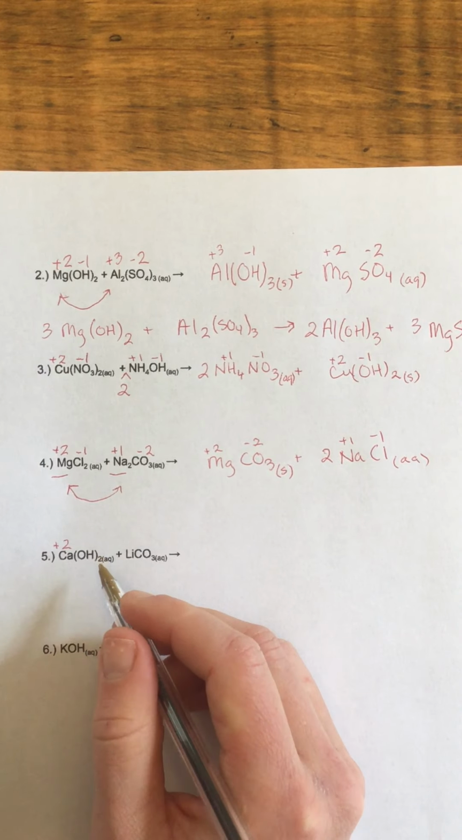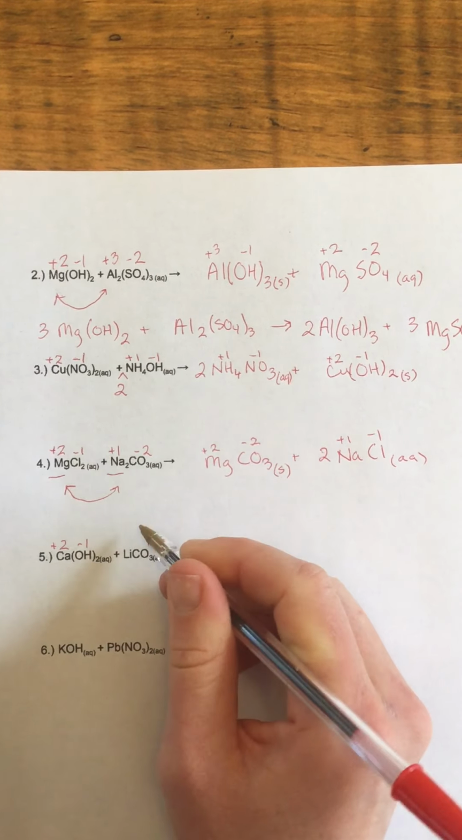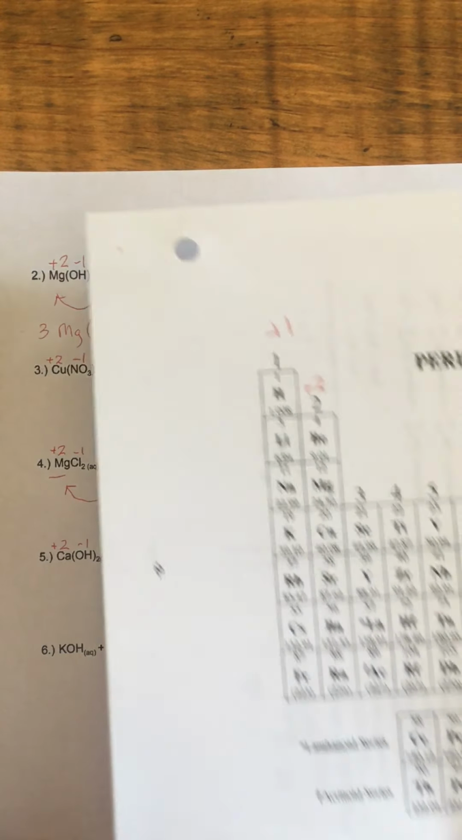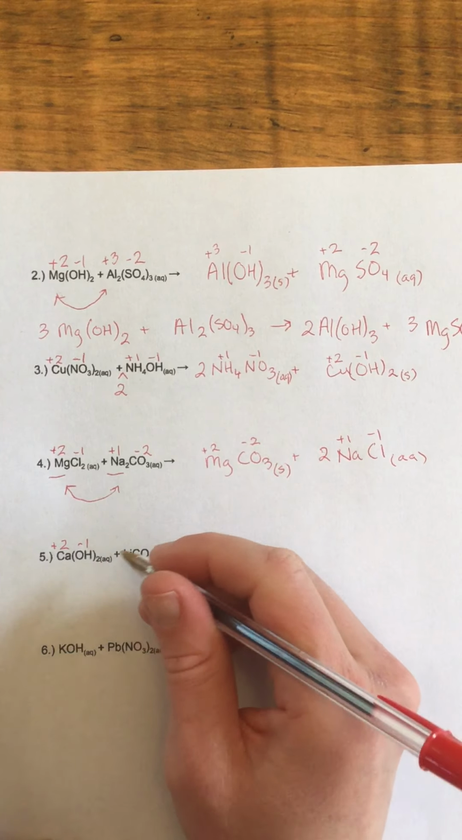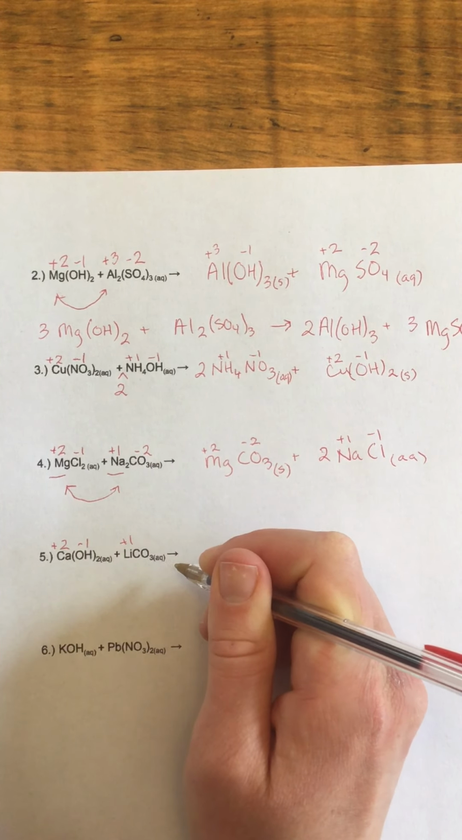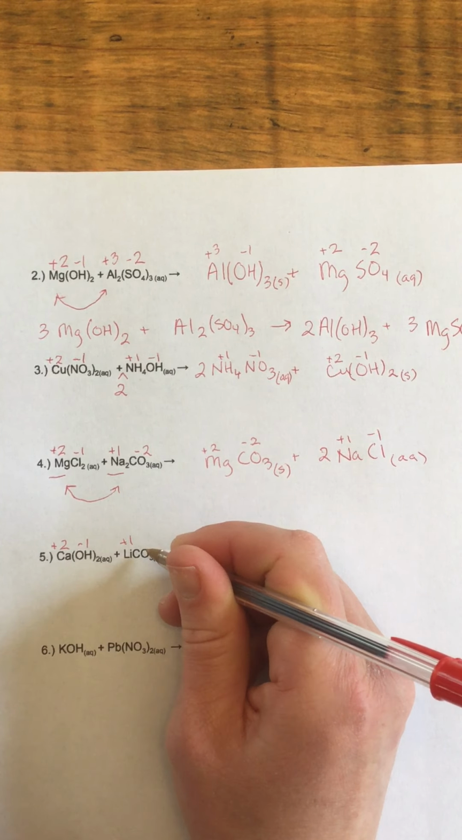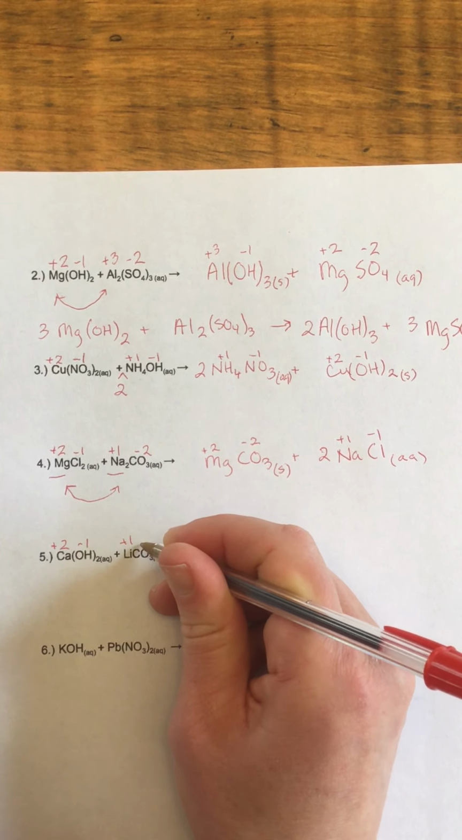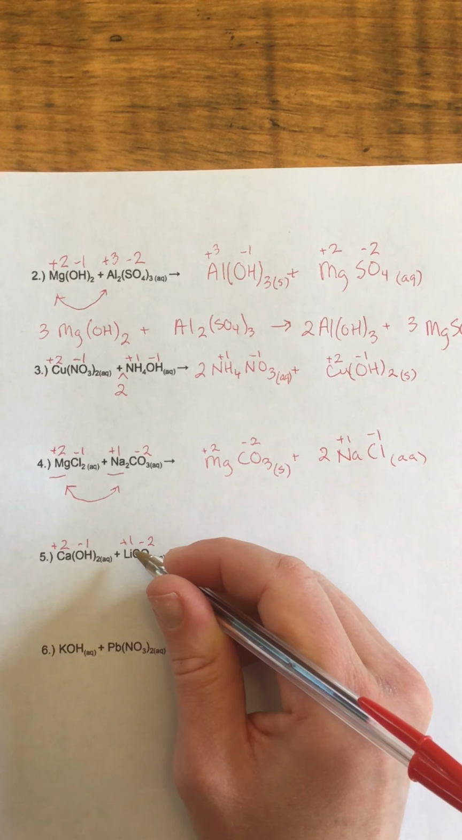Hydroxide is a polyatomic ion with a charge of -1. Lithium is in the first column on the periodic table, so its charge is +1. And carbonate is a polyatomic ion, which would have a charge of -2. Sorry, I actually have a typo on here.